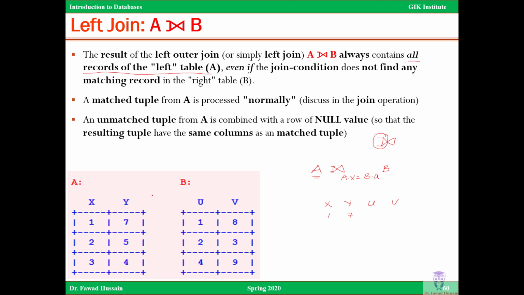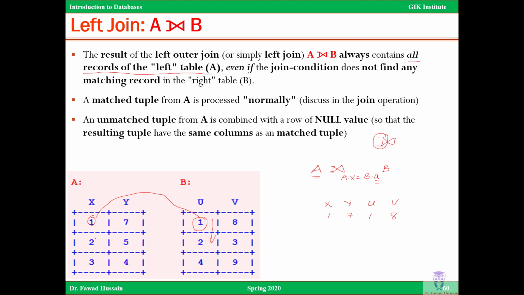Next, I'm going to look. So the matching criteria was on x. So I'm going to look at what's the value of x, and the value of x is 1. So it's being matched with u. So I move to u and I search in this. Do I have a 1? Yes, I do. And I put this entry. So 1, 7, 1, 8. So everything is normal. This is the same as we have been doing before.